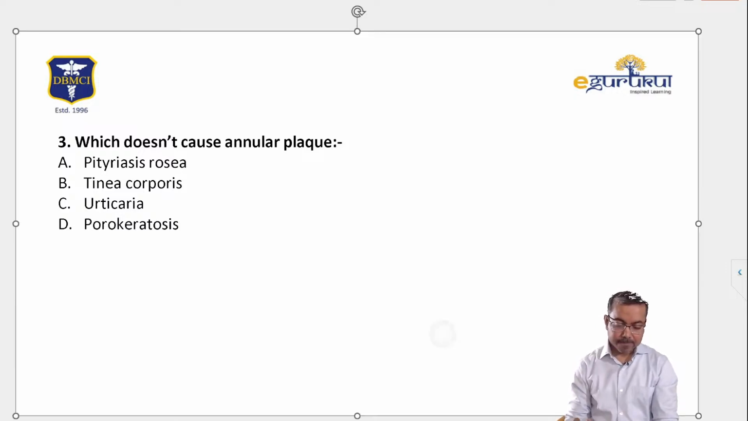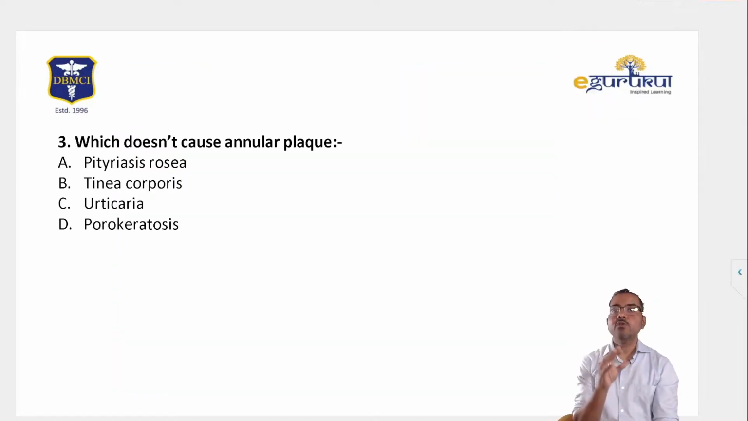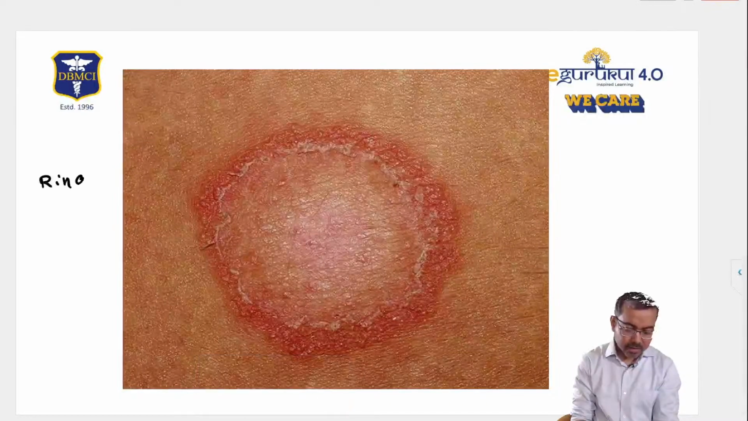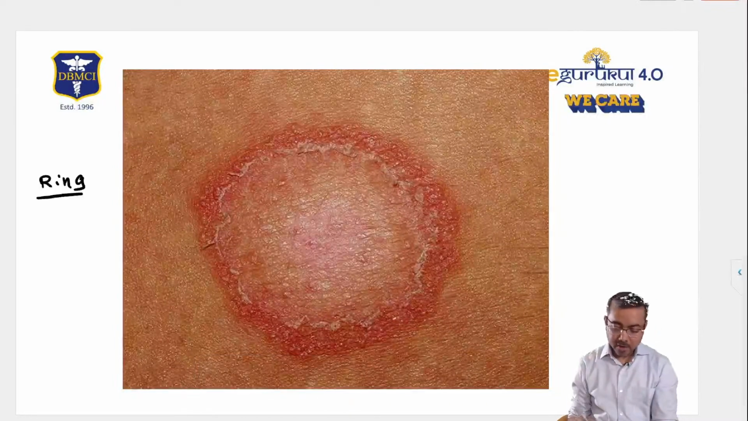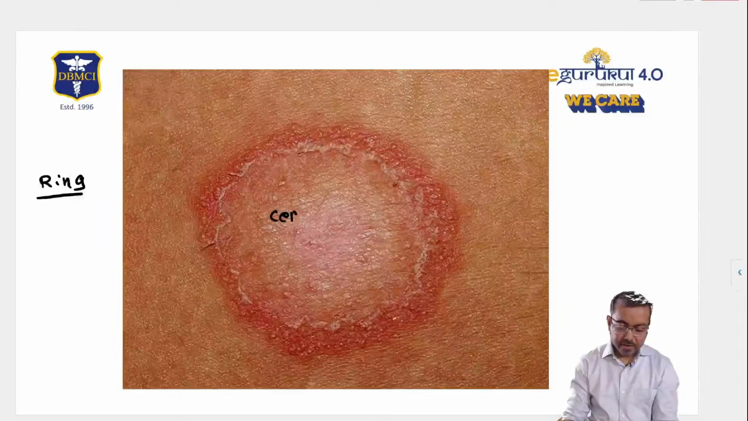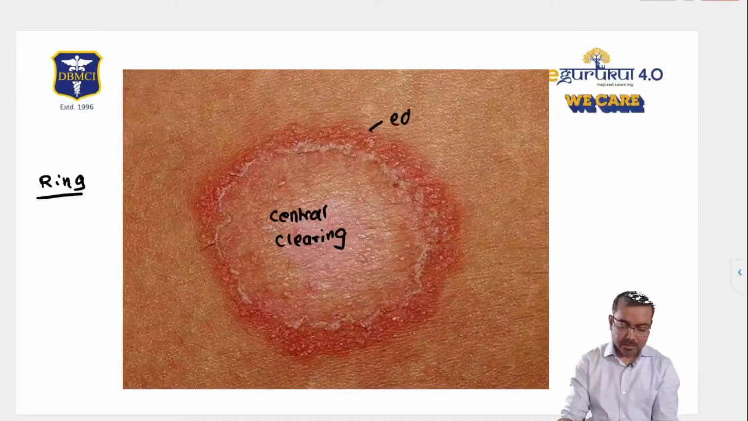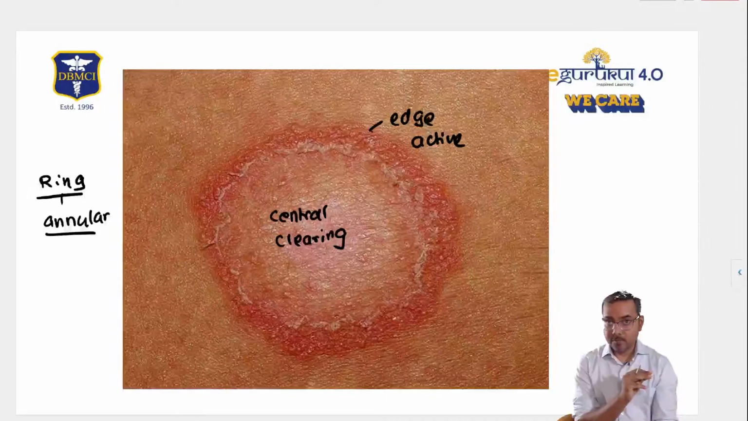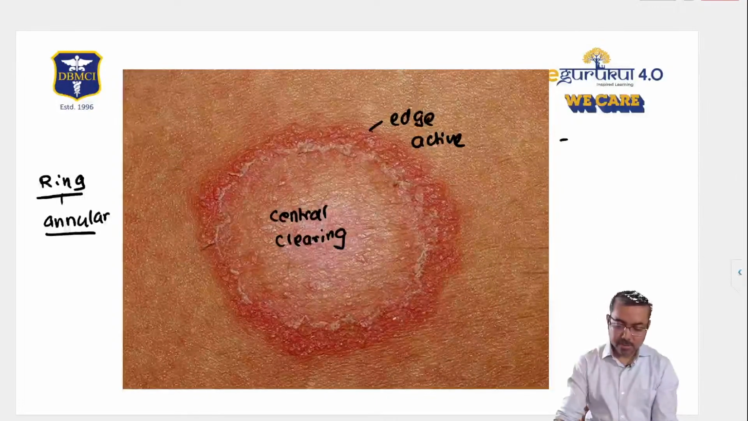To understand this, let me give you all the morphologies first. I'm going to give you the answer very soon, but let me tell you the morphology. What is annular first? The word annular also means ring. Every ring has a central clearing and an active edge. This is called an annular or ring lesion in dermatology. Now what are the causes of annular lesions in dermatology? You always remember three causes.